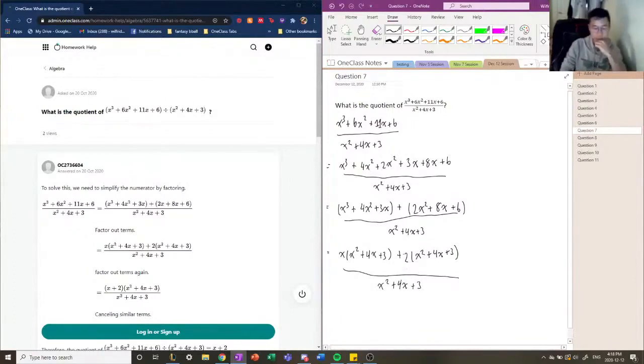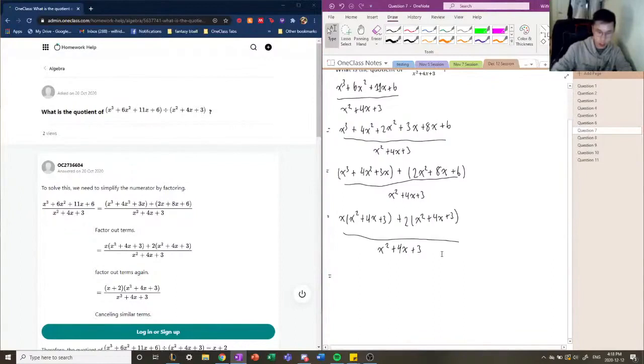Now we can group these in a different way, right? We see here that x times x squared plus 4x plus 3 has the same factor as 2 times x squared plus 4x plus 3. So we're going to factor out in the numerator x squared plus 4x plus 3, and this is what we get. We got x squared plus 4x plus 3 times x plus 2, over x squared plus 4x plus 3.